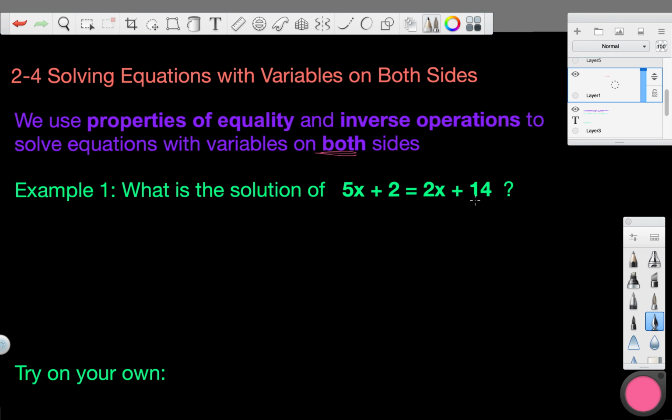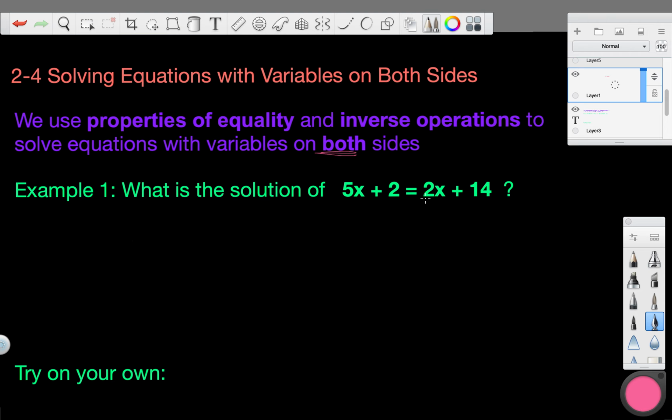So as I can see, I have a 5x on the left and I have a 2x on the right. Now, you can either move the 5x or the 2x. I like to move the smaller number because I think it's easier to deal with, and then we're staying in positive numbers. But you could try this on your own moving that 5x, and you would get the same answer.